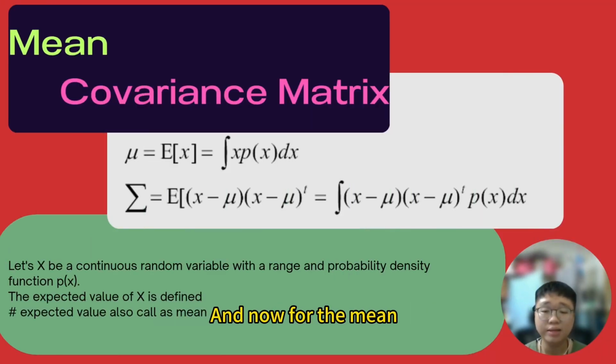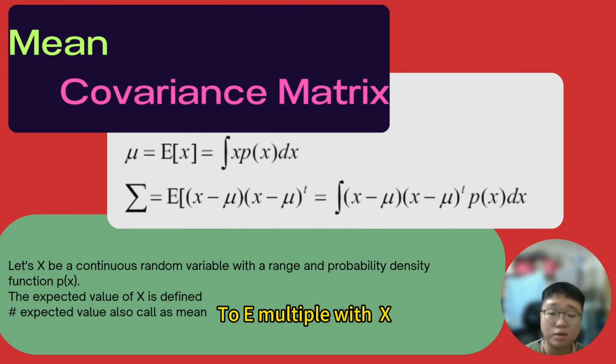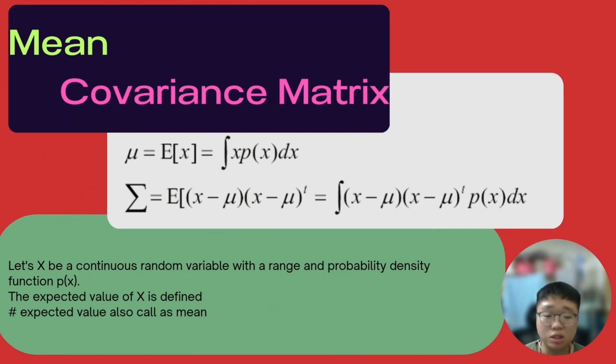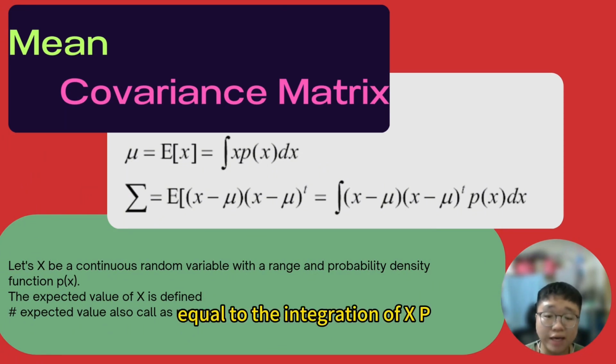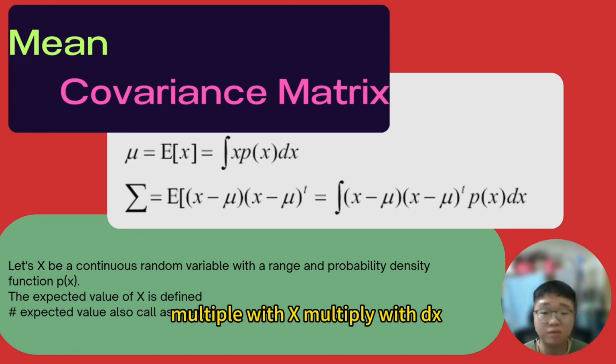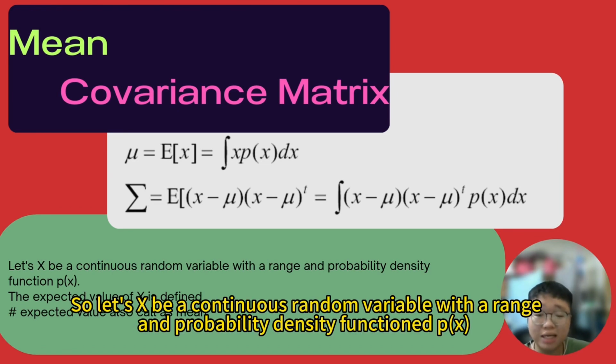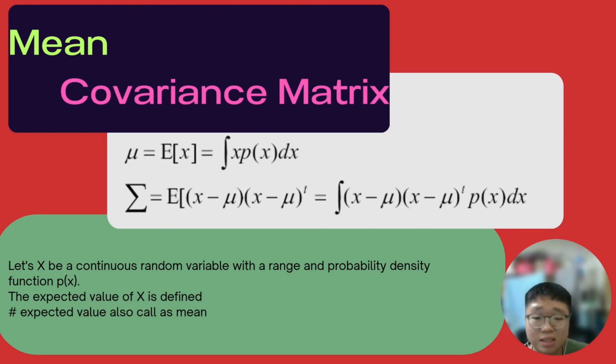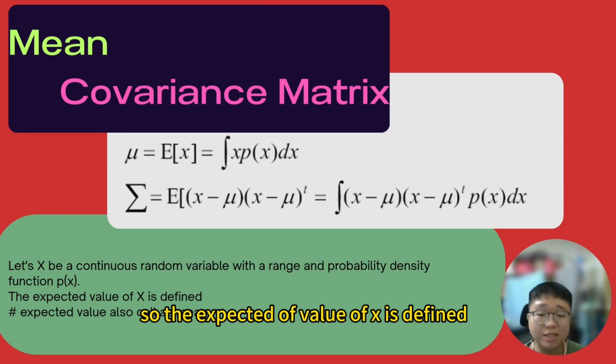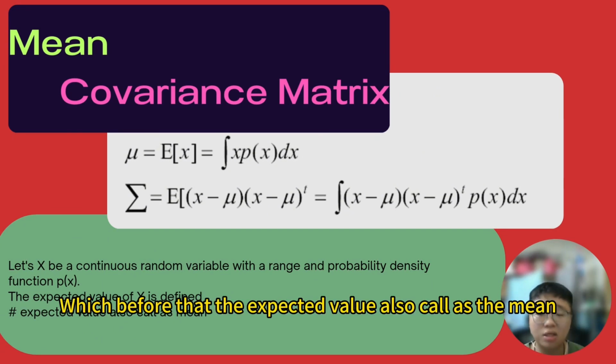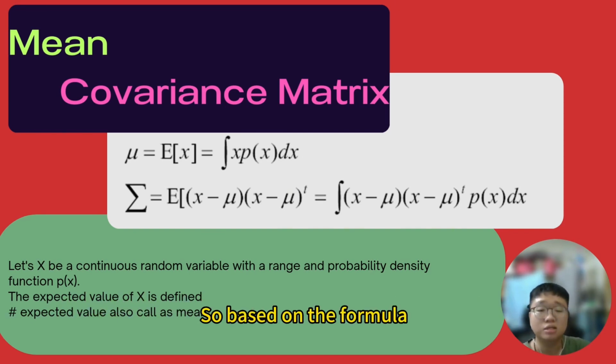Now the mean is equal to E of x, which equals the integration of x multiplied by p of x multiplied by dx. So let x be a continuous random variable with a range and probability density function p of x. The expected value of x is defined this way, and the expected value is also called the mean. So based on the formula, we can calculate the mean.